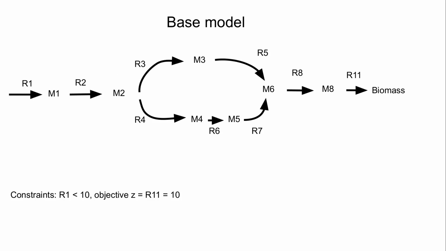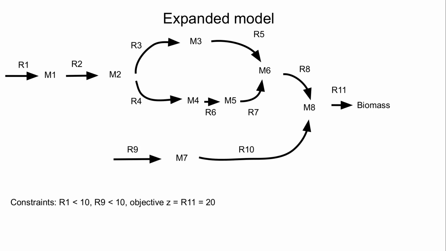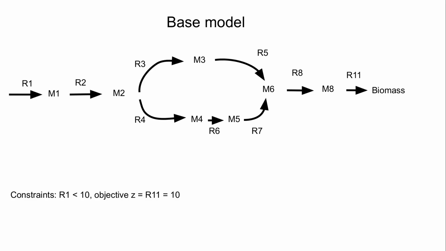But the principles are the same. So far, the determination between whether something is essential or non-essential has been quite straightforward. If we look at this model, any deletion here is either going to knock out the model entirely and prevent it from growing at all, or it's going to have no effect whatsoever, and the organism is going to be able to grow at the ideal unmodified rate of z equals 10.